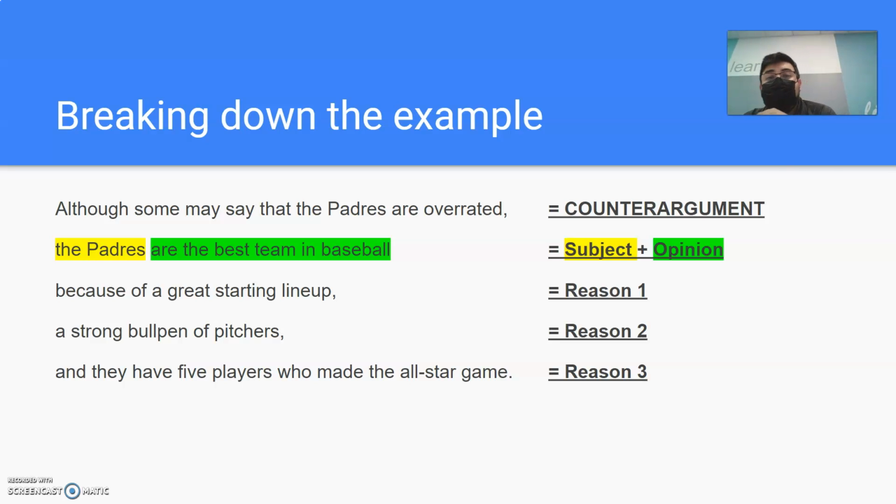And then a counter argument would be someone saying the Padres are not the best team in baseball. Why would they say they're not the best team in baseball? Oh, they're overrated. That could be what someone says. Or hey, they're not.